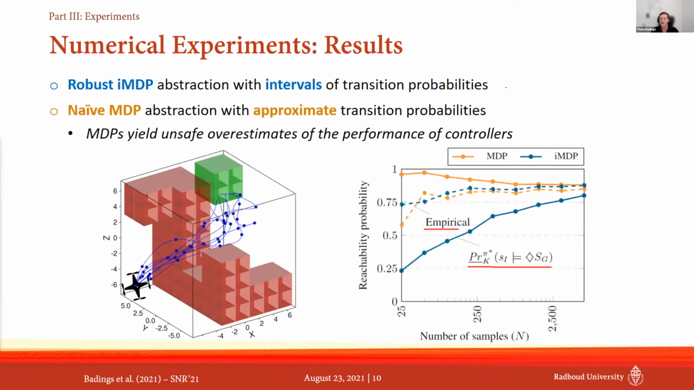We also compared that to a more naive approach where we would not use intervals of probabilities, but rather approximate transition probabilities. What that means is that we obtain a regular MDP with precise transition probabilities. But when we do the same comparison between the reachability guarantee itself and the empirical performance, we see that the empirical performance is much lower than the reachability guarantee obtained from PRISM in our case. And that's quite bad, of course, in the context of safety.